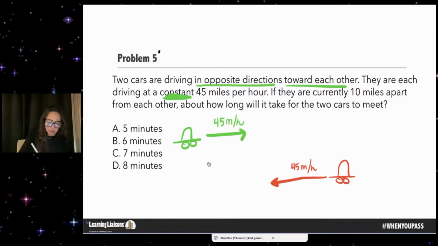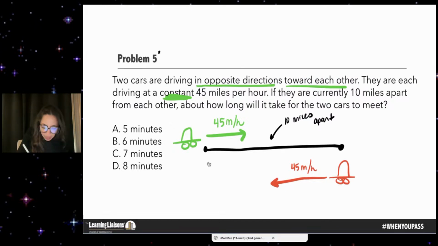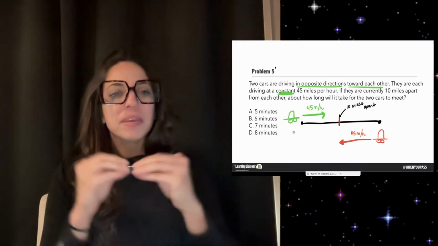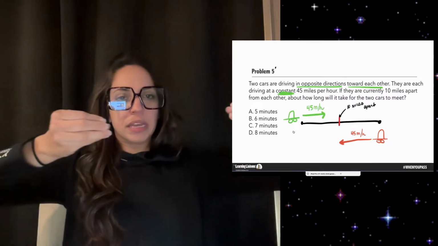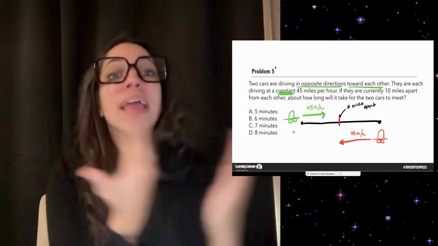They are currently 10 miles apart. How long will it take them to meet? How long, if they are going at the same speed in opposite directions, how long will it take for them to meet? Well, this one is a little bit more straightforward than some, because if they're going at the same speed towards each other, then they're going to hit the middle point when they meet.